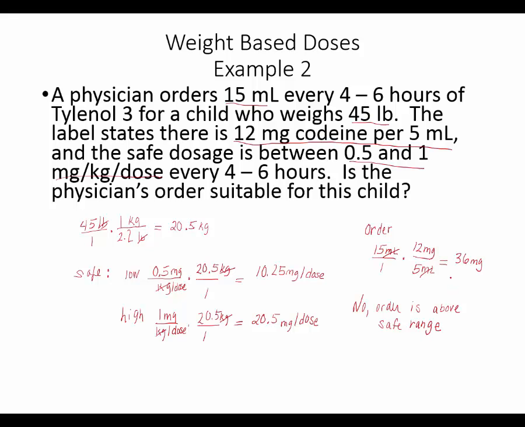In reviewing this problem, the key thing for me to pick up on that is different from previous problems is to make sure that when I look at the order and I look at the safe range, I compare like units. So that's why I cannot compare with the 15 milliliters. I can use the dosage strength with the med to change the milliliters into milligrams, and then I can make a correct decision.